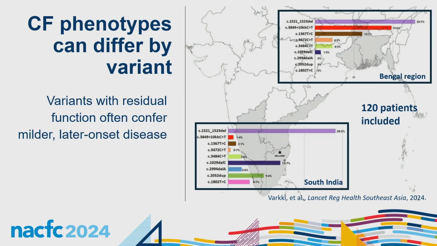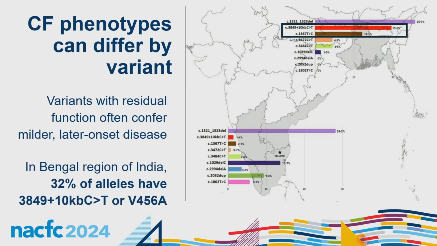And if we want to talk specifics here, which I do, we can circle 2 variants that occur in the Bengal population at a relatively high frequency. So about 1/3 of alleles from this particular patient population contain one of 2 variants. The first is 3849 plus 10 kb C to T. The other is a missense variant called V456A. Some of you probably can recognize one or more of these. The important take-home note about them is that they both have significant residual CFTR function. And so the people with these variants are often milder or have later onset disease.